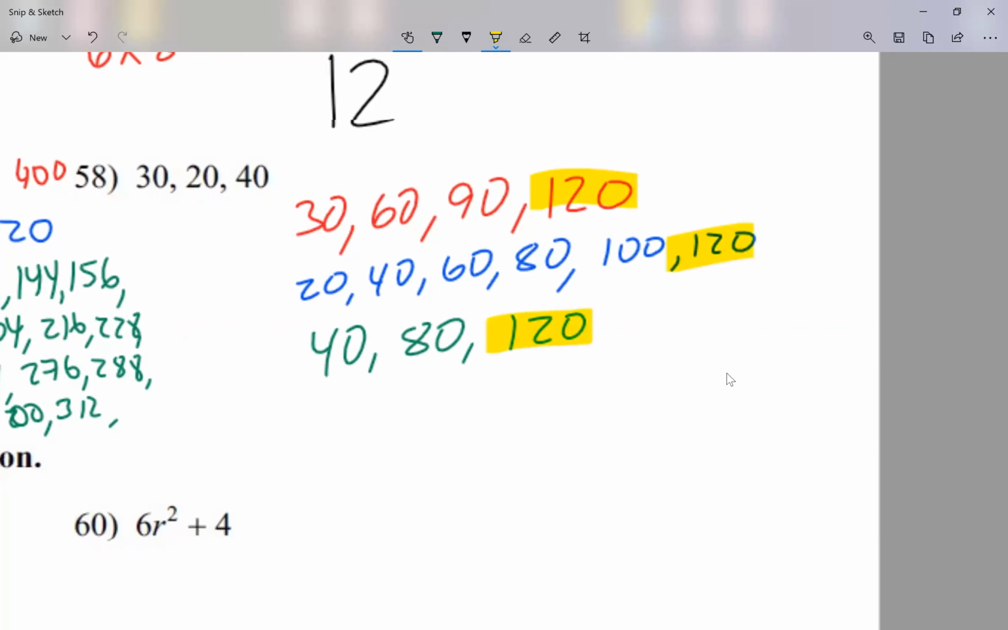I see a common multiple. Now my question is, is there a smaller common multiple? Nope. It's 120.